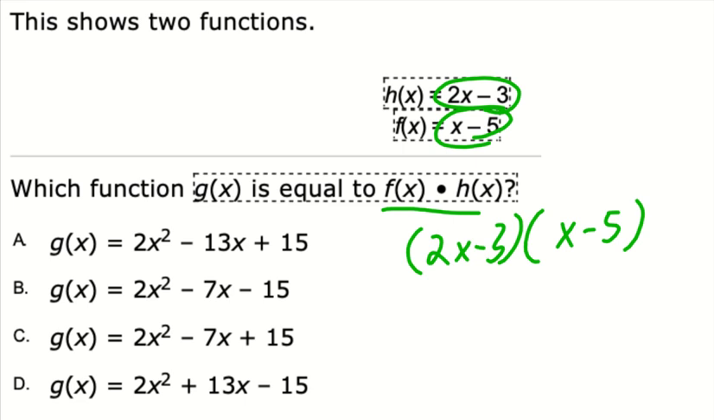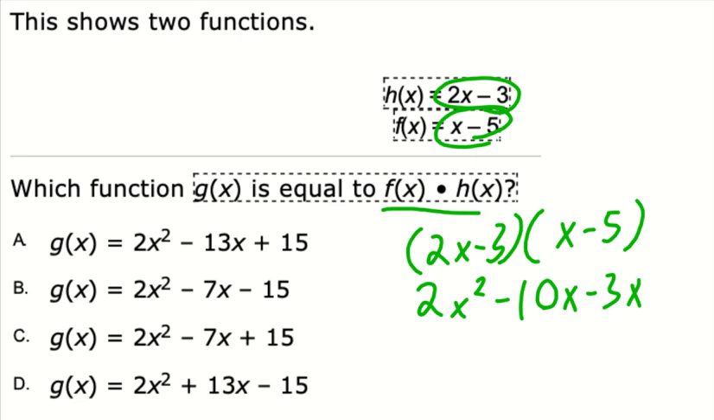So we take our first terms, 2x times x. That's 2x squared. That is not helpful at all. We've got our outside terms, 2x times minus 5. That makes a minus 10x. Still doesn't fully give us anything, but then we got our inside terms, the minus 3 times the x, minus 3x. So when you combine those, that gives you a minus 13x.